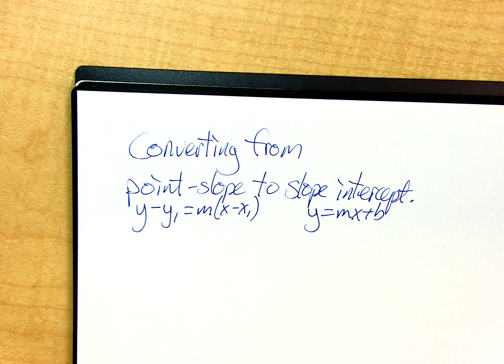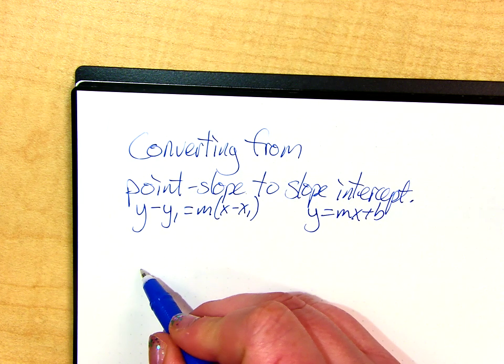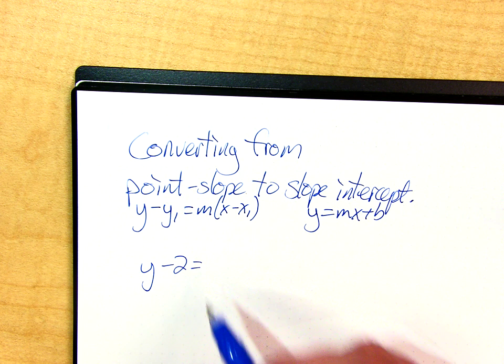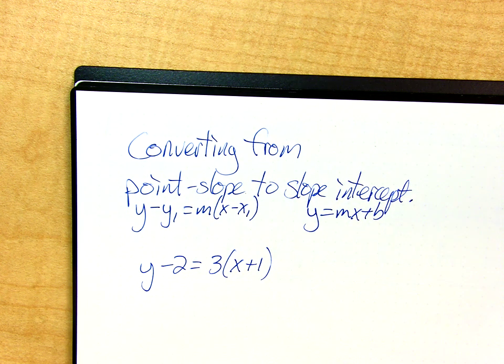Well, let me give you an example and you tell me what to do. Say I had, I don't know, I'll just give you a random one: y minus 2 equals 3 times x plus 1, something like that. So here's an equation in point slope form, but I want it to look like y equals mx plus b. Go ahead. You add 2 to both sides.